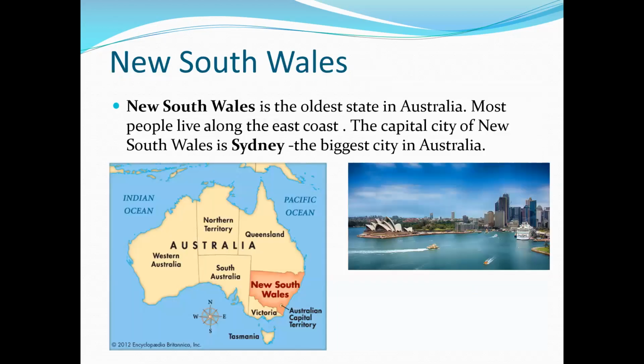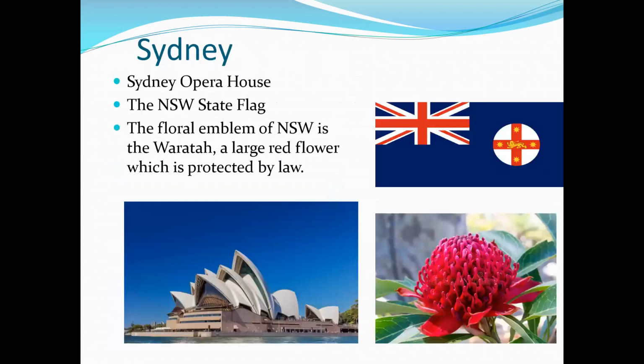Now let's start our journey from New South Wales. It's the oldest state in Australia and its leading industrial state. Most people live along the east coast and most of them live in Sydney. Sydney is the capital city of New South Wales and the biggest city in Australia. Here you can see the symbol of Sydney and the well-known attraction in Australia, Sydney Opera House.